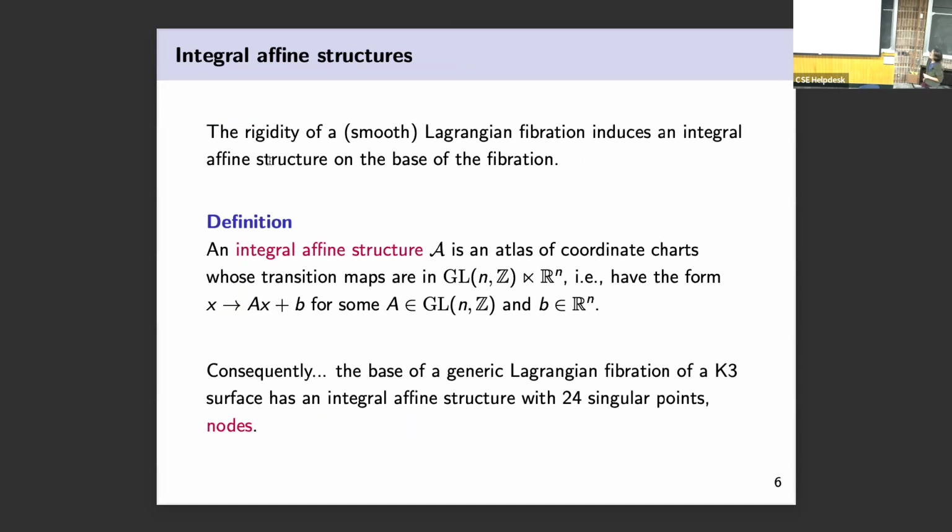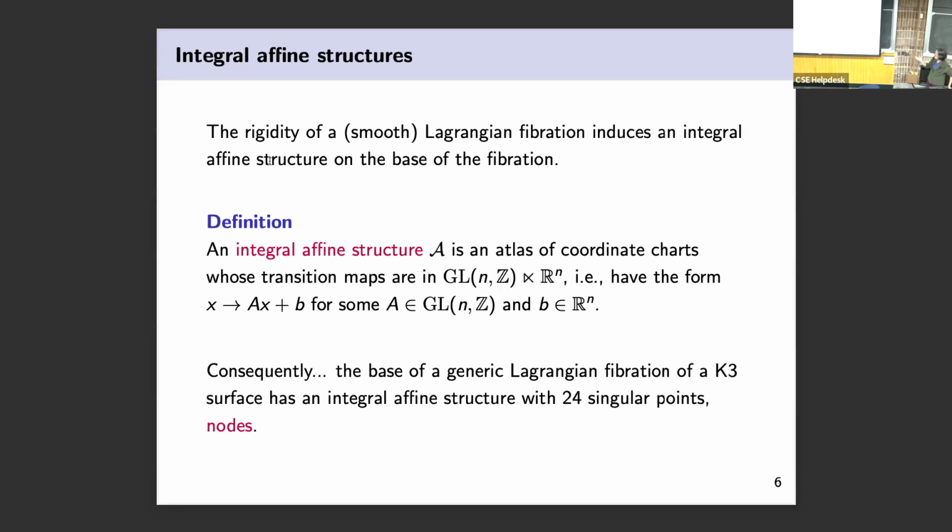So, well, that's when it starts to get a little more interesting. In general, for a Lagrangian fibration, it's very rigid, because whatever is happening upstairs in the fiber is reflected downstairs in the base. And that gives you an integral affine structure on the base. That's where it comes from.